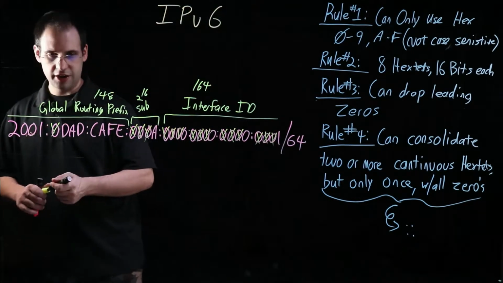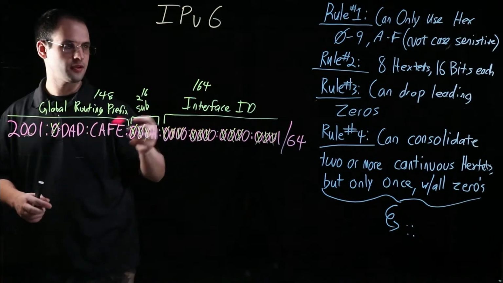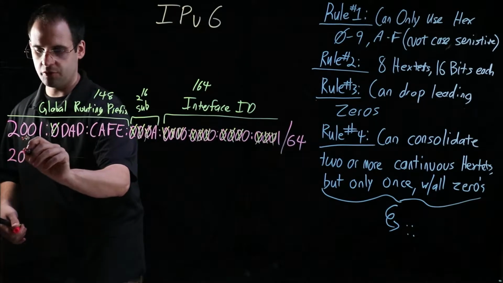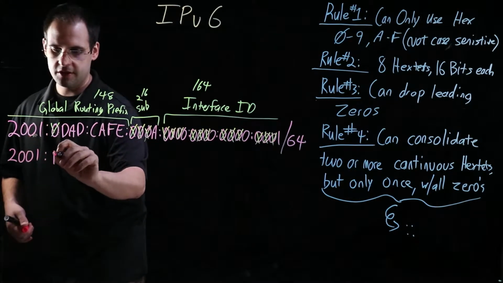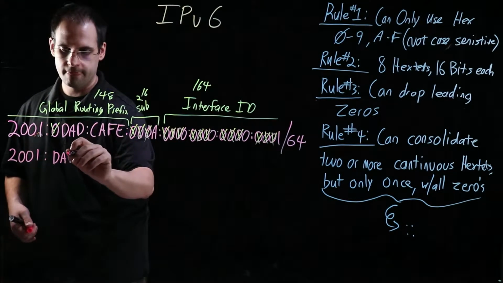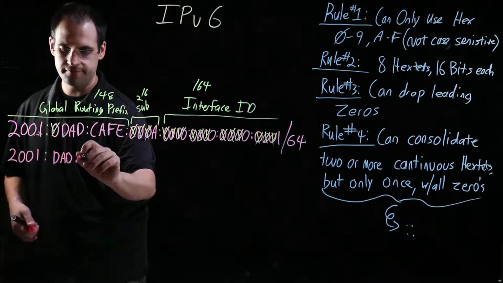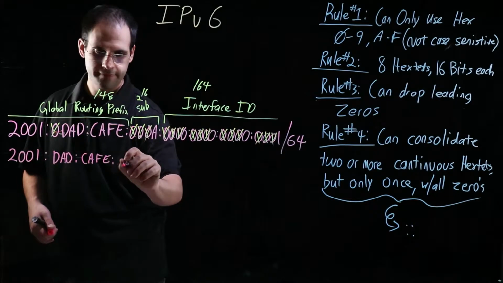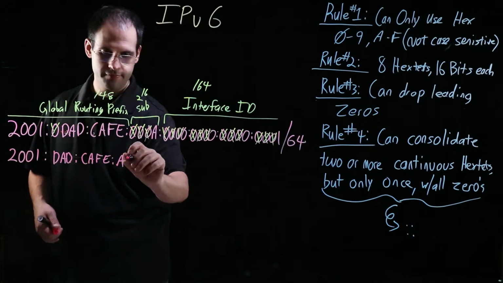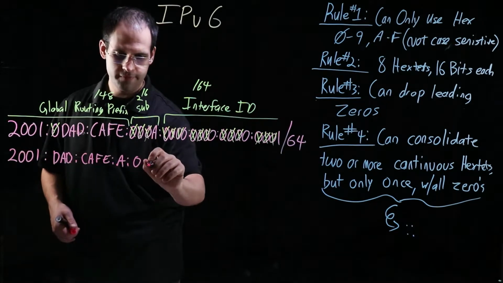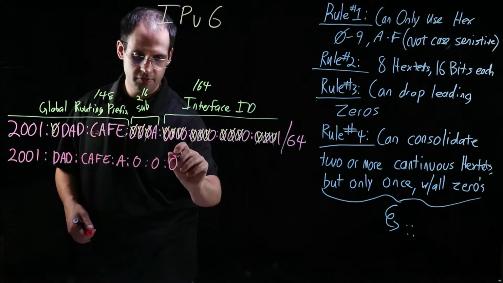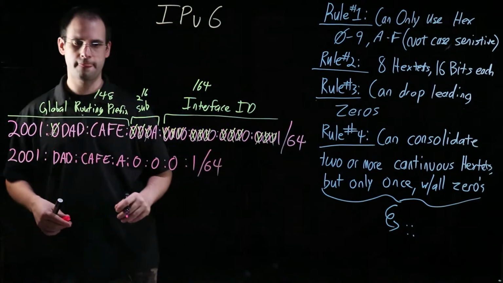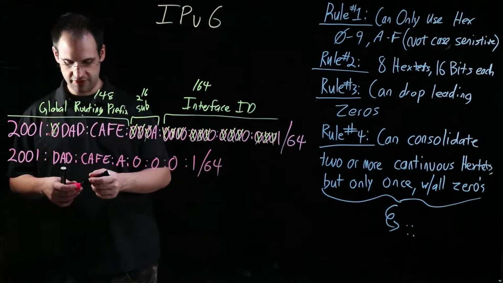All right, so I could actually rewrite my address here with all the leading zeros chopped out. So 2001, D, cafe, A, 0, 0, 0, 1 /64. Okay? That makes it quite a bit easier to read.